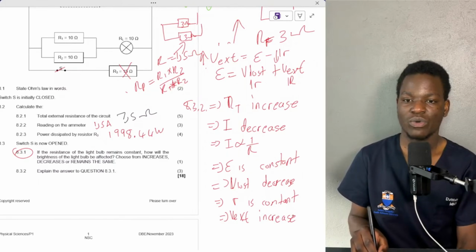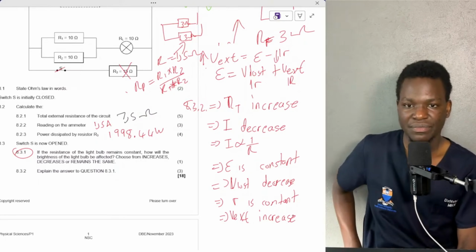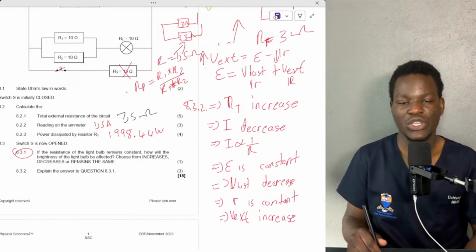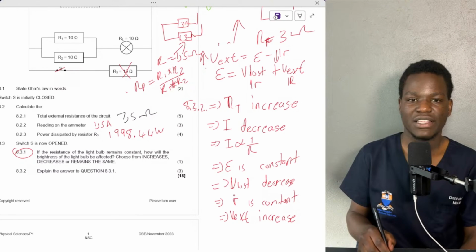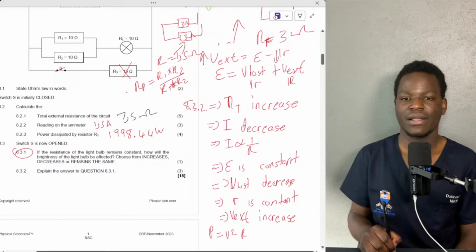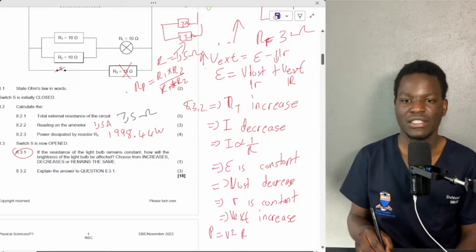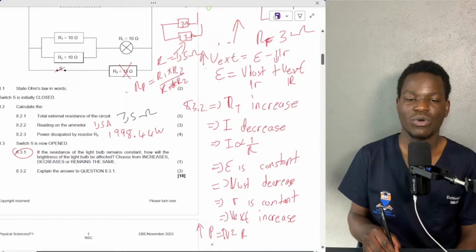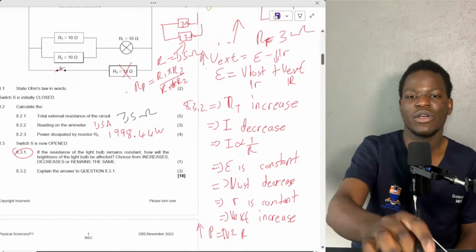This is going to be your determining factor. This is going to be your determining factor of saying that, what is power? Power equals V squared over R. Therefore, let's check. If this has increased, this will also increase.